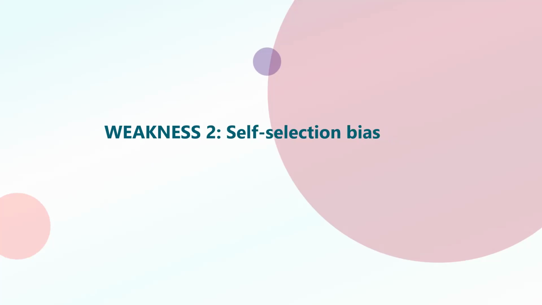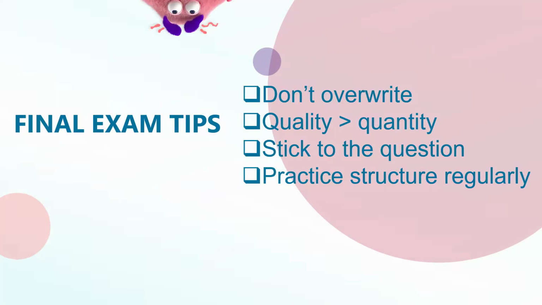The second weakness is self selection bias. Participants chose to take part in the mindfulness program, which could affect the results because participants may respond more positively as they wanted to be a part of this program. Notice how each point is clearly linked back to the study and explained. That's what examiners reward.